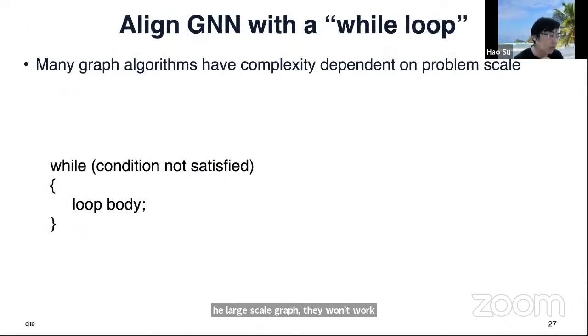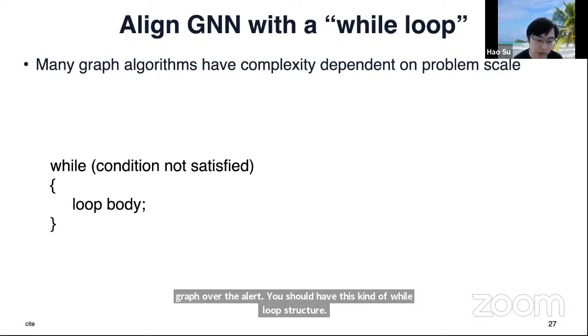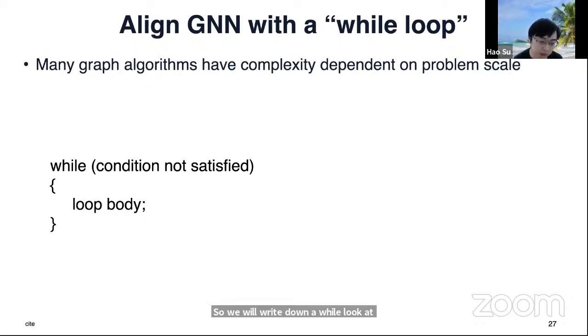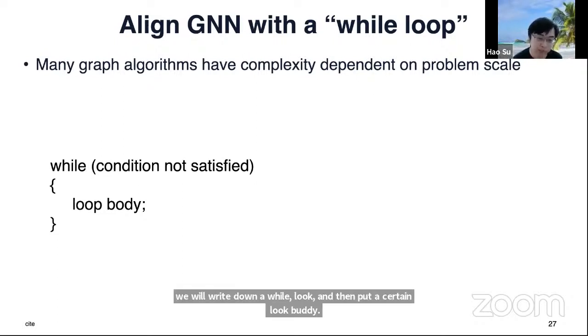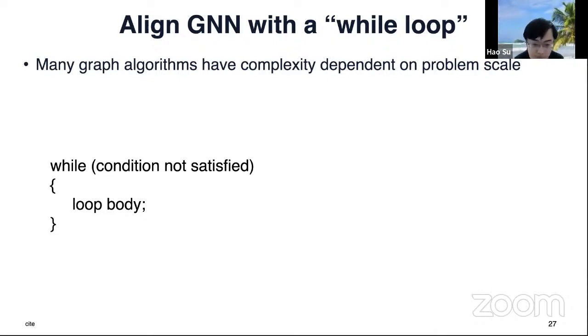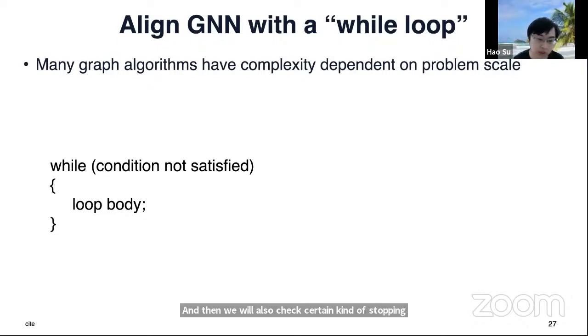How do we deal with the problem? Well, a natural observation is to align it with the while loop. Now think about the algorithm class. The graph algorithms we learned usually have this kind of while loop structure. So we will write down a while loop and then put a certain loop body, like the propagation of message, like in Dijkstra, right? We try to extend the solved region of the problem. And then we will also check certain stopping criteria. We will check whether a certain condition to stop is satisfied.